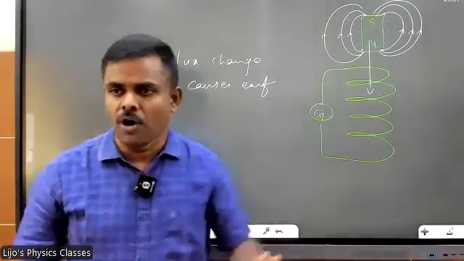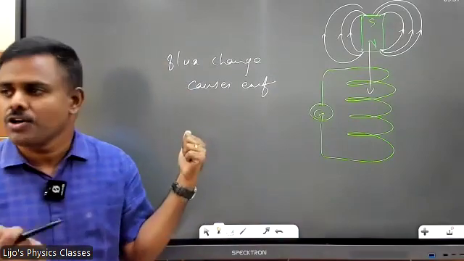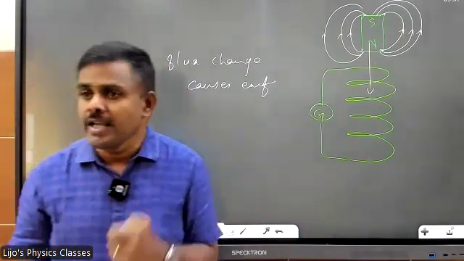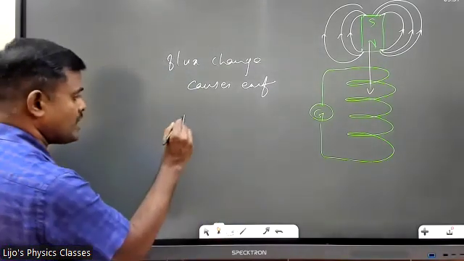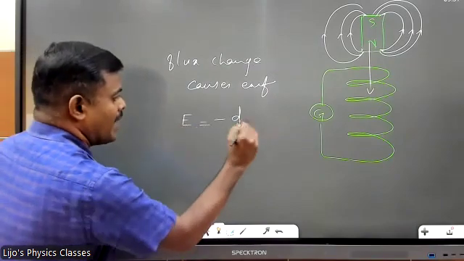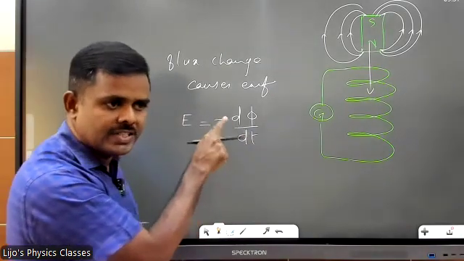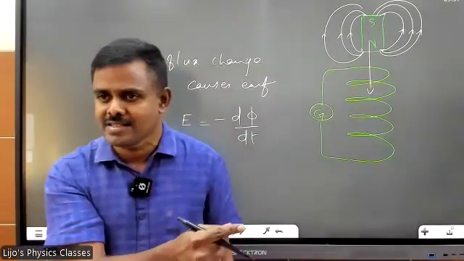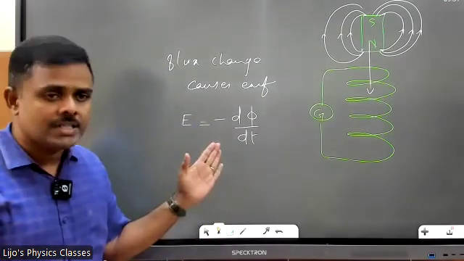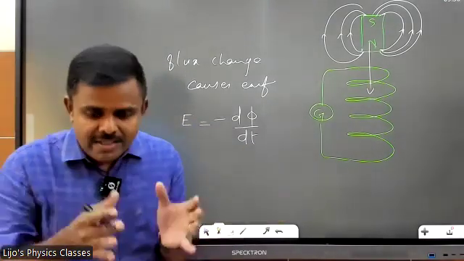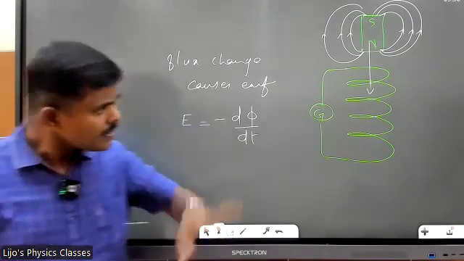This is the summary of the chapter. The whole chapter can be summarized in a single sentence: flux change causes EMF. Got it? This phenomenon is called electromagnetic induction. And we even learned the equation for this. EMF is given by minus d phi by dt. d by dt means rate of change, the rate of change of flux. How much flux is changing per second? Got it? So this is the introduction.